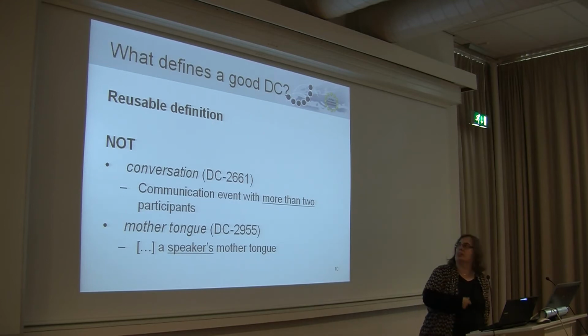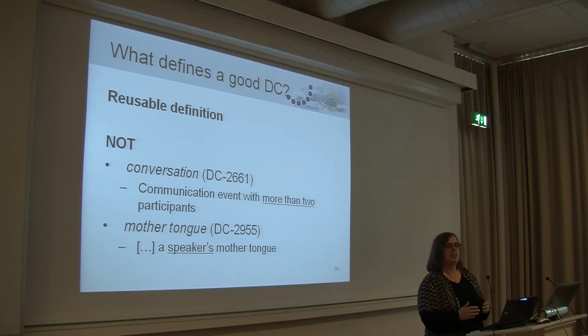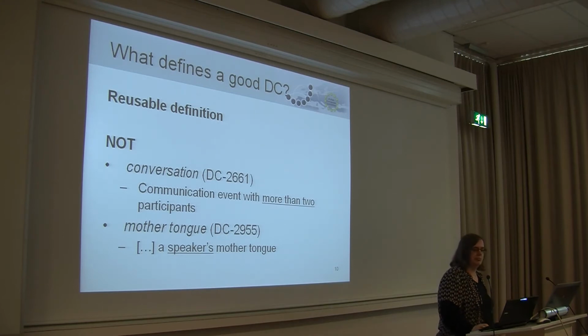For example, I saw that there is a definition for conversation, and it said that it's a communication with more than 2 participants. Maybe that's true, but other people said, why should it be more than 2? 2 people is also a conversation. So it could be that this is too strict. A conversation with yourself, that's not a conversation, but 2 or more. So this one could be too strict.